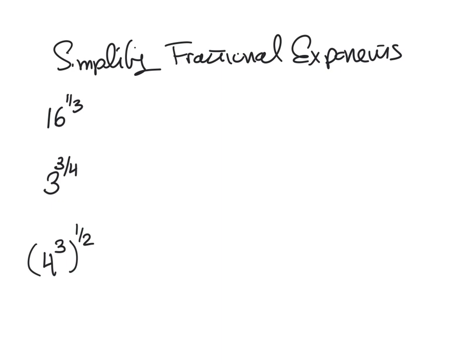Now we have some simplification exercises involving fractional exponents. And our first example is 16 raised to the 1/3 power, which, as you should know, means that this is going to be the cube root of 16. So then we can follow the procedure that we were using before. This becomes cube root of 8 times 2. 8 is a perfect cube, so we finally get 2 cube root of 2.